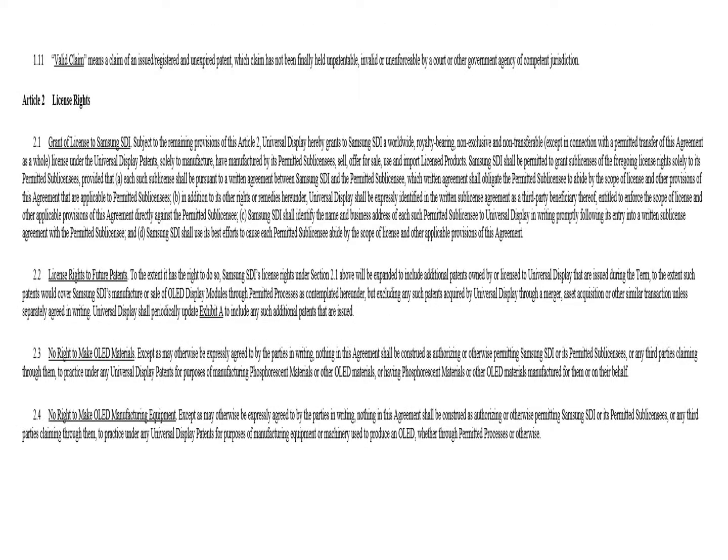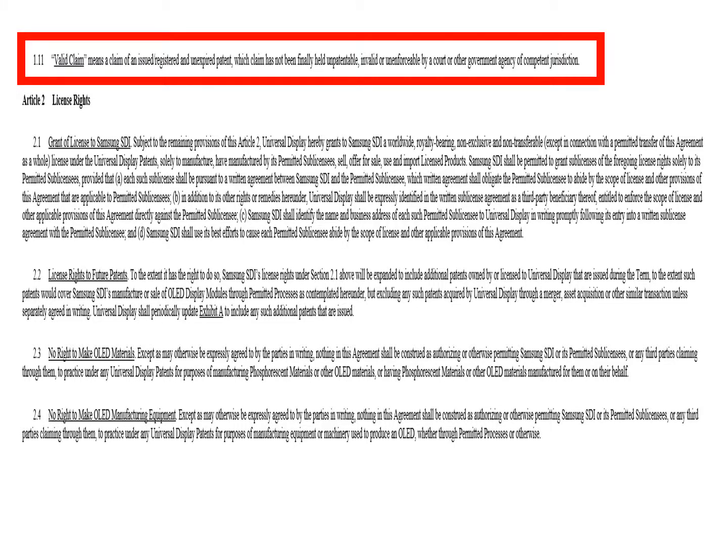Okay, last part of the definitions. 1.11 defines what it means to be a valid claim. A valid claim means a claim of an issued and unexpired patent, which claim has not been finally held unpatentable, invalid, or unenforceable. So a valid claim is a claim of a patent that's still out there, right, that hasn't been completely eliminated by some legal process.